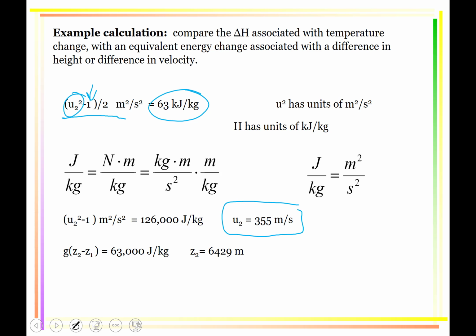If we do the same calculation for the potential energy change, here, the kinetic term is divided by 2 so you have to multiply by 2, but for this one we don't multiply by 2, we can just convert it to joules. And we find that the height is 6,429 meters. How high is that? Have you ever climbed that high? That's very high. So as you see, you have to have a significant change of either velocity or height to be equivalent to a very small temperature change, which is why we normally neglect the kinetic and potential changes in our calculations.